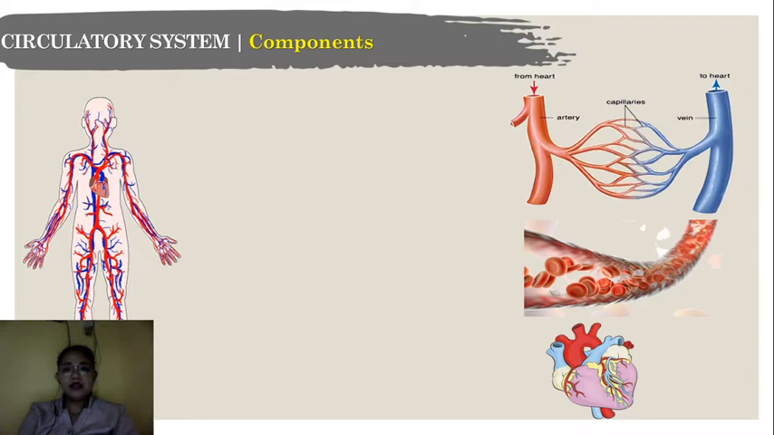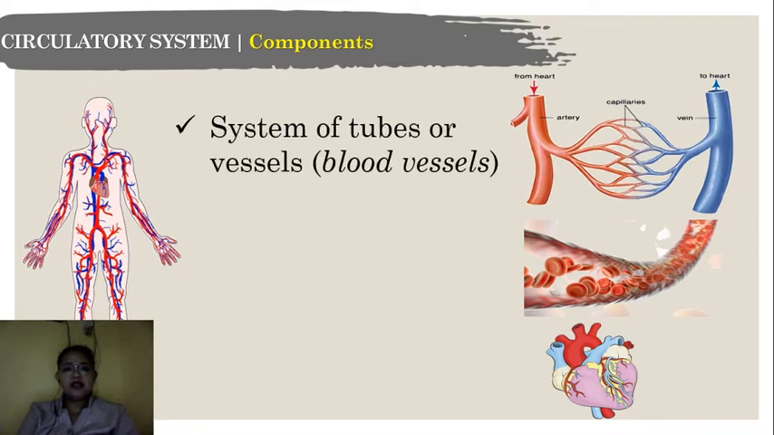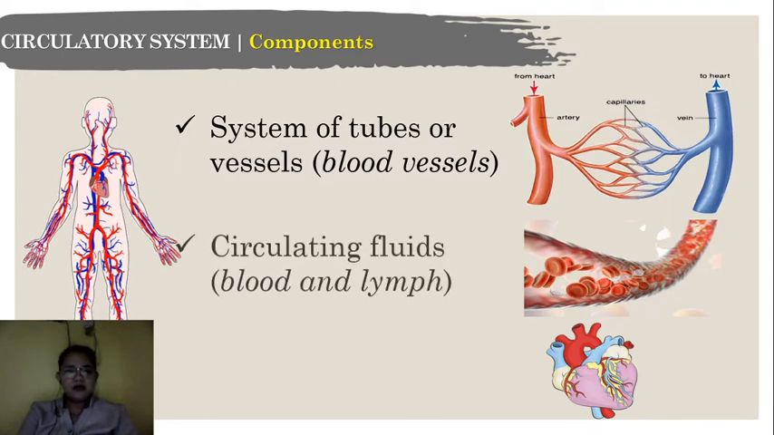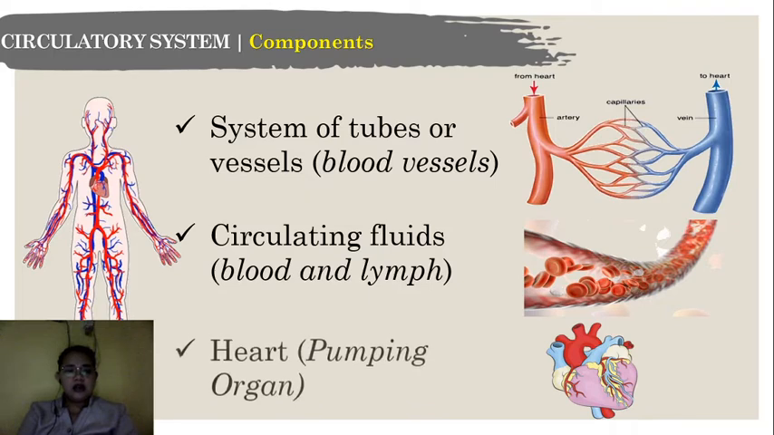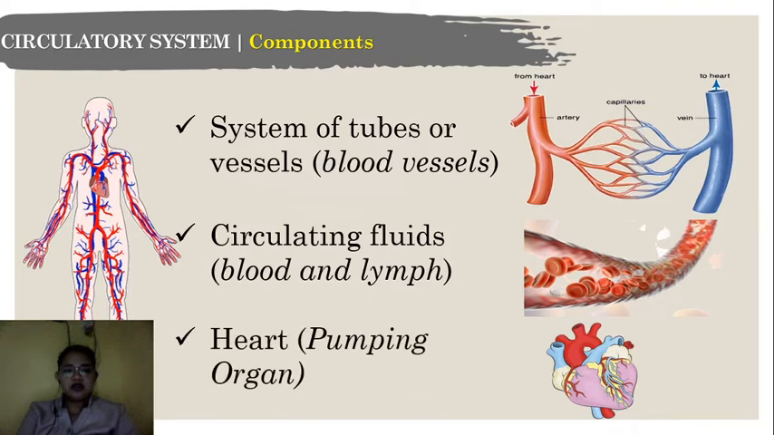Okay, so we have three components. One would be the system of tubes or your vessels, or also known as blood vessels. And then we have your circulating fluids such as the blood and the lymph. And then you have the heart, which is known as the pumping organ, and also known as the main organ of your circulatory system. So let's start with the system of tubes.